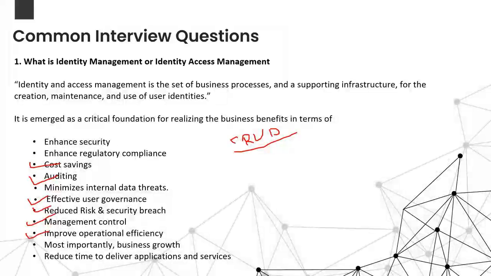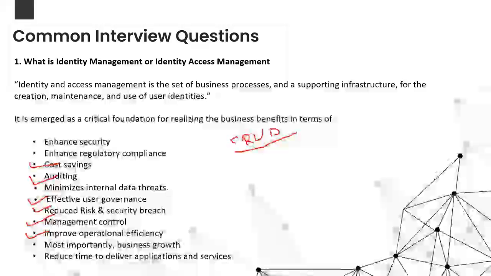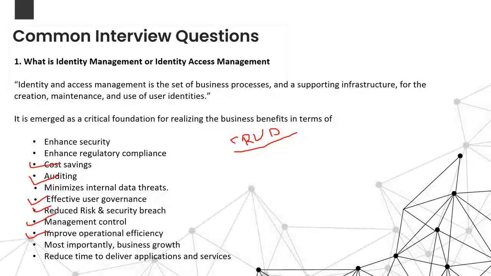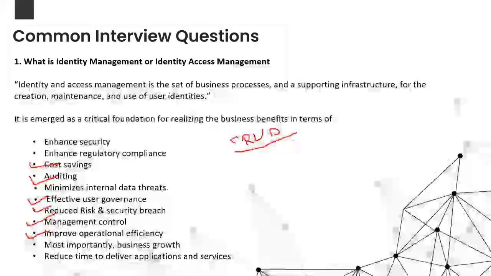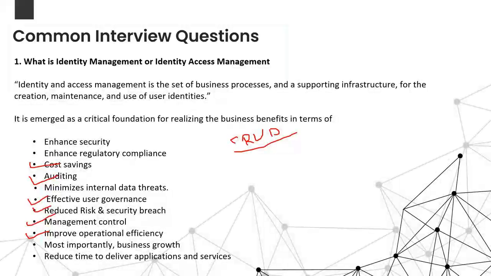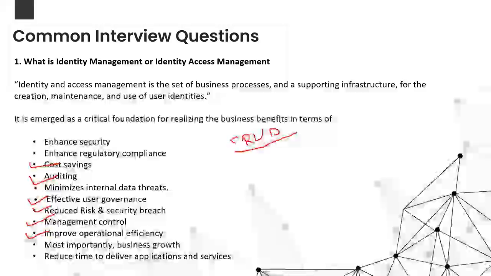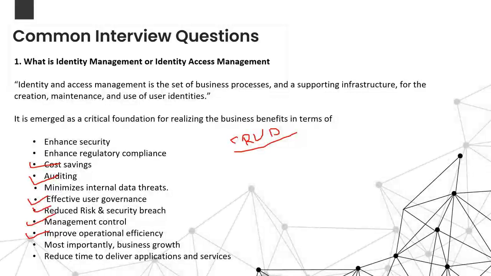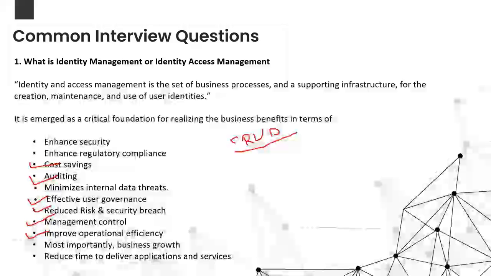Next, we have improved operational efficiency. Operational efficiency will be improved inside the organization. In terms of giving access and removing access, everything will happen automatically, so eventually your operational efficiency will increase, and the deliverables of the application and services will be smoother. Next, we have business growth. Obviously, when the employee is productive, when the audits are properly in place, when the right people have the right access, most important, business growth will happen inside the organization, guys.